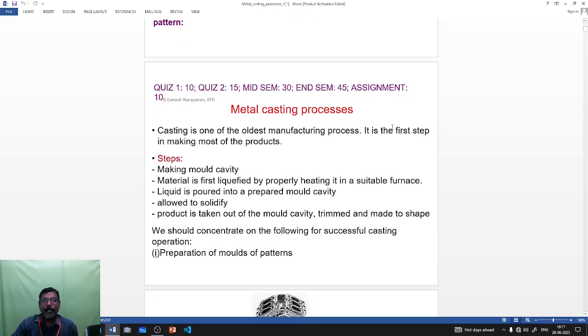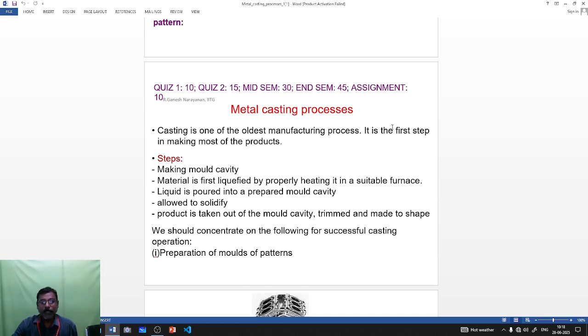Casting is one of the oldest manufacturing processes. It is the first step in making most products. Various steps are involved. The first step is making the mold cavity. Next, the material is liquefied by proper heating in a suitable furnace. Then the liquid is poured into the prepared mold cavity and allowed to solidify, and the product is taken out of the mold cavity, turned and made to shape.